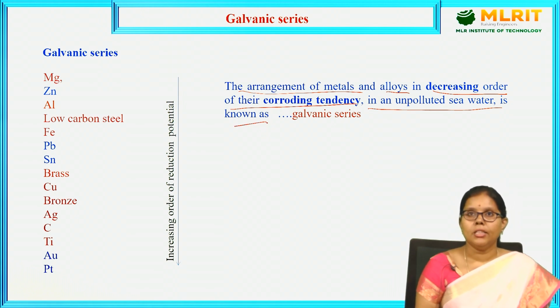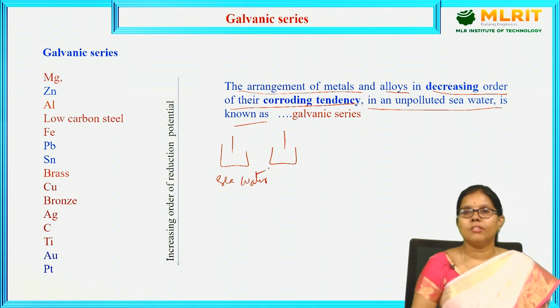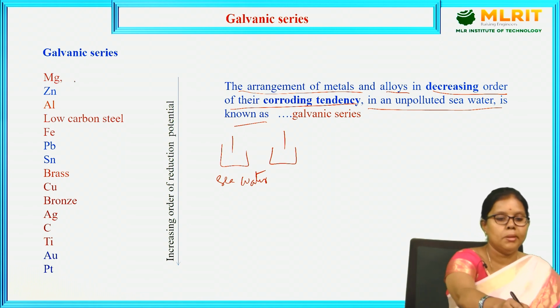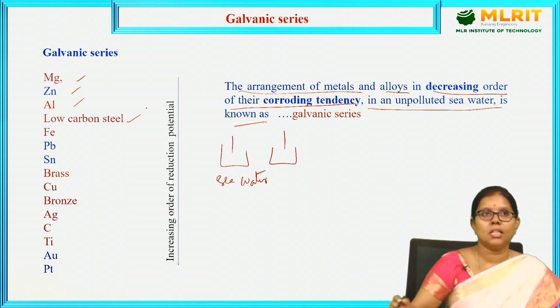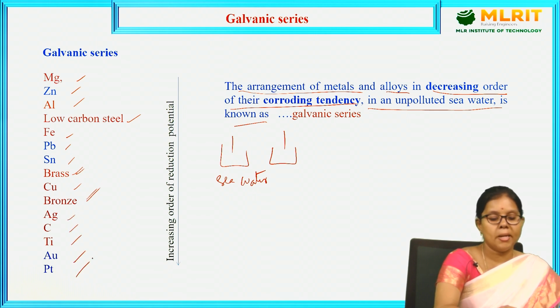Previously, in the electrochemical series, metals are dipped in their own metal ion solution. Here all the metals are dipped in unpolluted seawater, which is taken as the electrolyte solution. All the metals and alloys are compared within the seawater. There is an order: magnesium, zinc, aluminum, low carbon steel, iron, lead, tin, brass, copper, bronze. These are alloys. Silver, carbon, titanium, gold, platinum.